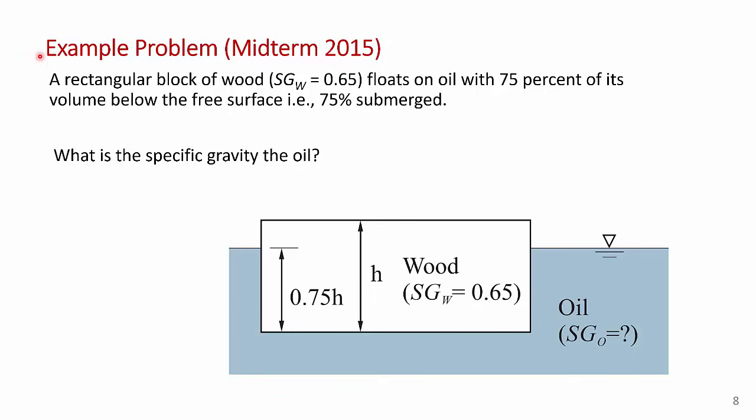Okay, so next I'm going to do a simple calculation. This is an example from the midterm in 2015. I think this was a multiple choice question. And it says that we have a rectangular block of wood that's floating in some oil. The specific gravity of the wood is 0.65. So it floats on oil with 75% of its volume below the free surface. So I've drawn that here. 75% of H is below the free surface of the oil. And what we're after is to find the specific gravity of the oil that the wood is floating in.